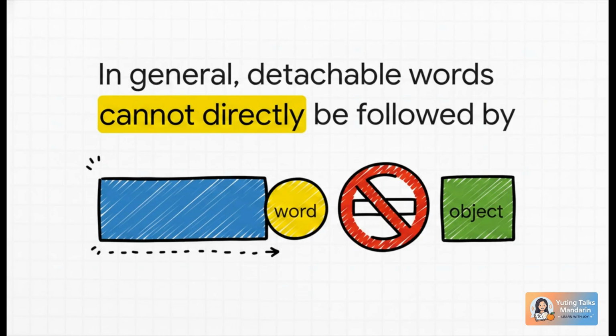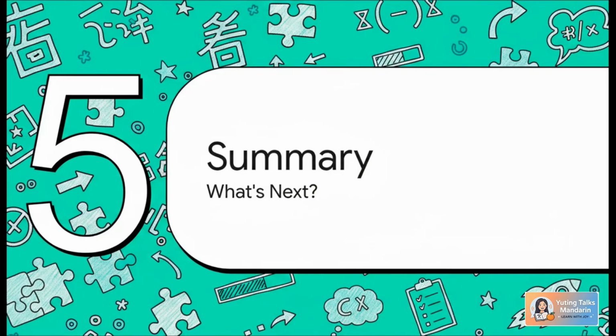To cement this rule, here is your summary. Never, ever put an object directly after a detachable word. Either use with someone or split the word and put the object inside. All right, you're all doing incredibly well. Let's move into Section 5, our summary, and what's coming up next to wrap up today's explainer.